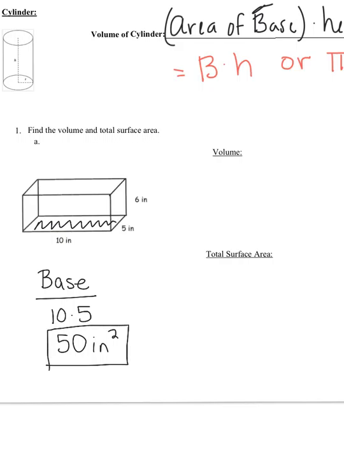Okay, well now that we have that base, it's super easy for volume, because volume we know is area of base times height. So I'm just going to steal that 50, and we'll have 50 times the height of 6, and we end up with a volume of 300. Now units wise, our area of our base was inches squared, and we're multiplying by another inches, so that's now inches cubed.